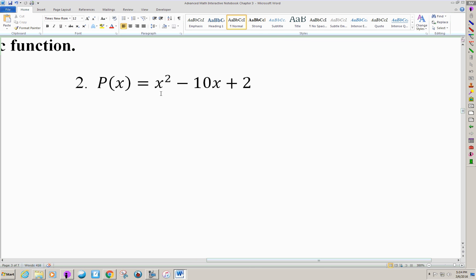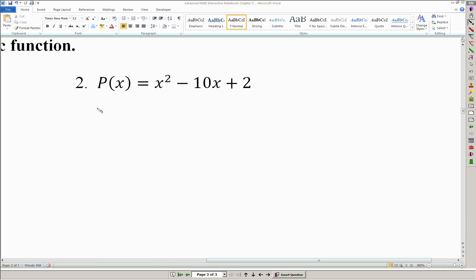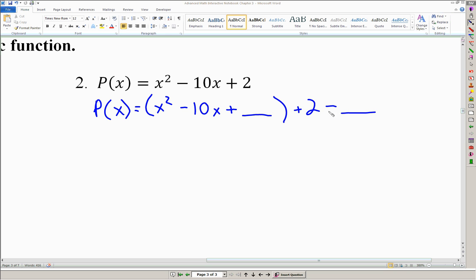P of x equals x squared minus 10x plus 2. A is 1, so dividing by it is unnecessary. So let's rewrite with the blanks. Keep your x terms together, the x squared and the 10x, and then say plus blank, and then your plus 2 and minus blank. Remember, this one is a minus blank.